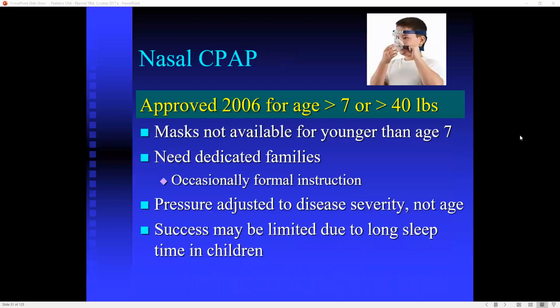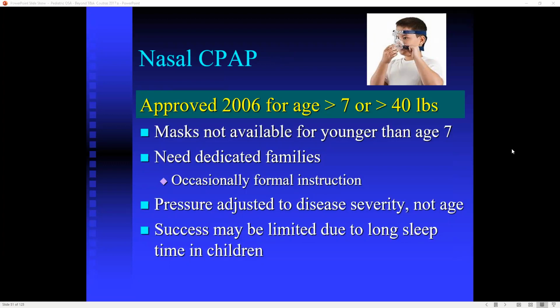So nasal CPAP, 2006, they finally approved it for age greater than 7 or greater than 40 pounds. And for the young kids, they really got to mess around with the masks and make them fit. You need dedicated families, which sometimes are hard to come by now. And pressure is adjusted to disease severity to resolve the obstruction, so it's not according to age. And then again, success may be limited.